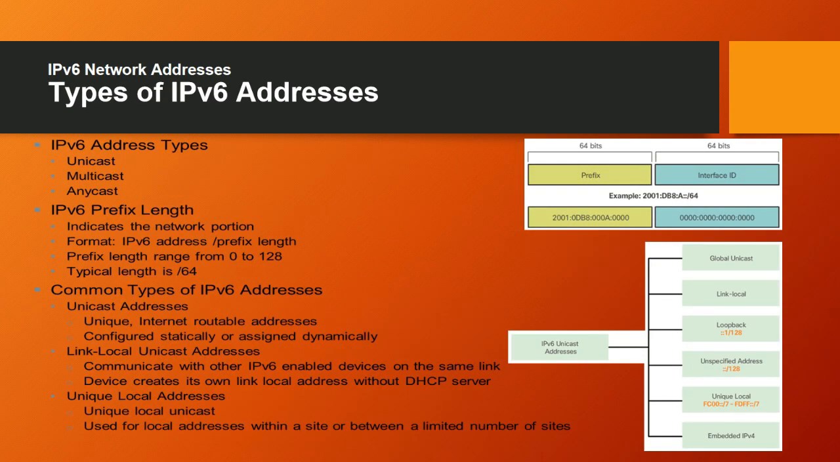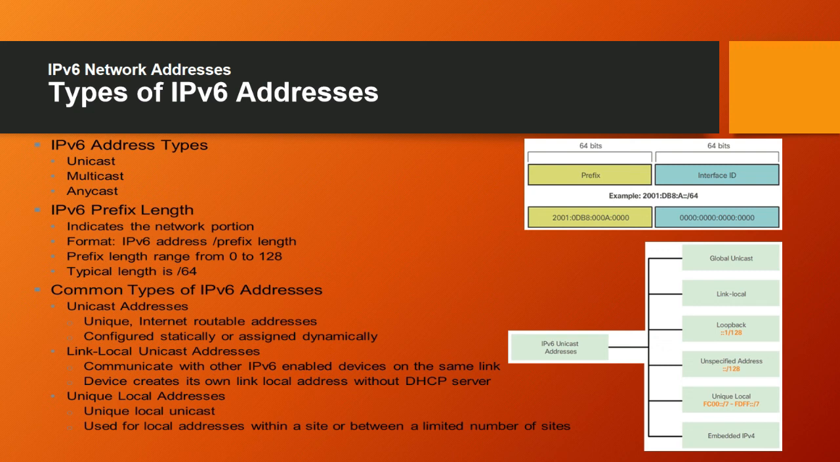IPv6 address types. The types of IPv6 addresses are unicast, multicast, and anycast. Unicast addresses identify a single interface only, while multicast addresses identify a group of interfaces in such a way that a packet sent to a multicast address is delivered to all of the interfaces in the group, and anycast addresses identify a set of interfaces in such a way that a packet sent to an anycast address is delivered to a member of the set.